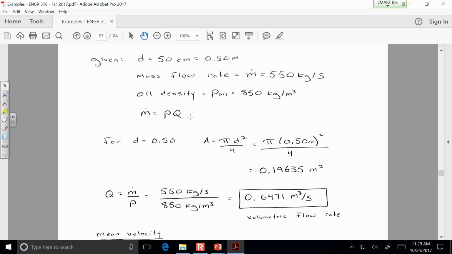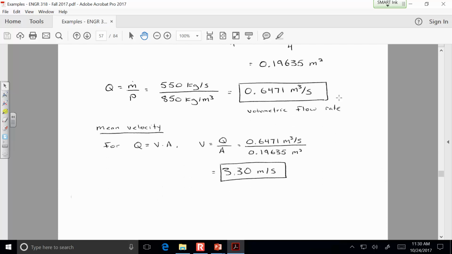So you need to calculate the volumetric flow rate. The mass flow rate was given as 550 kilograms per second, the density 850 kilograms per cubic meter. And if you cancel out the units there, you notice that the kilograms are in the numerator and the denominator, so they go away and it's just cubic meters per second for the volumetric flow rate. And then to calculate the average velocity, it's just the velocity multiplied by the area. So since we have the flow rate and the area, we can calculate the velocity is about 3.3 meters per second.